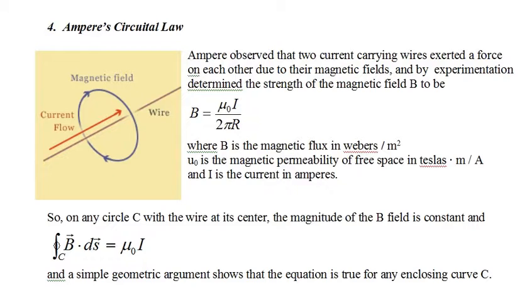Thus, if the path C is a circle with the wire at its center, the magnitude of the magnetic field is constant on C and points in the same direction as an infinitesimal line element. So we have the contour integral of B dot ds over C equals mu sub 0 times I. By a geometric argument, it is easy to show that the equation is true for any path C enclosing the current-carrying wire.